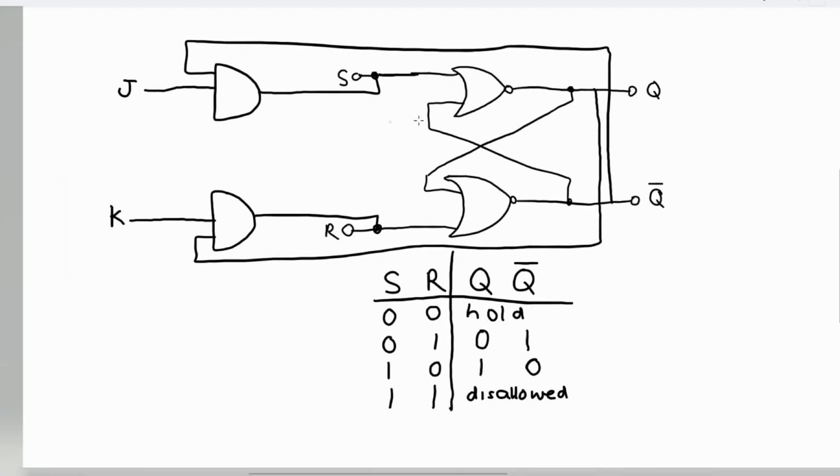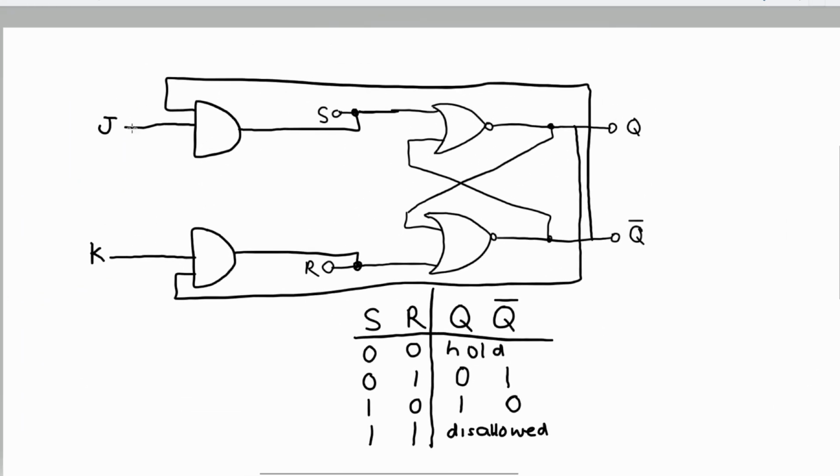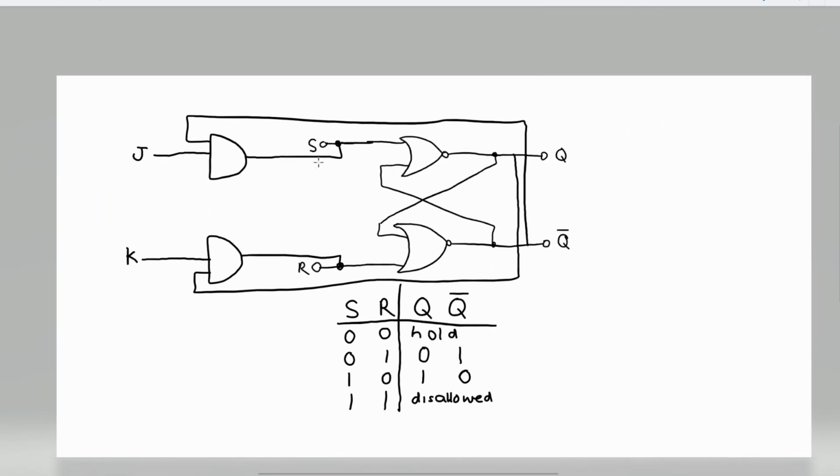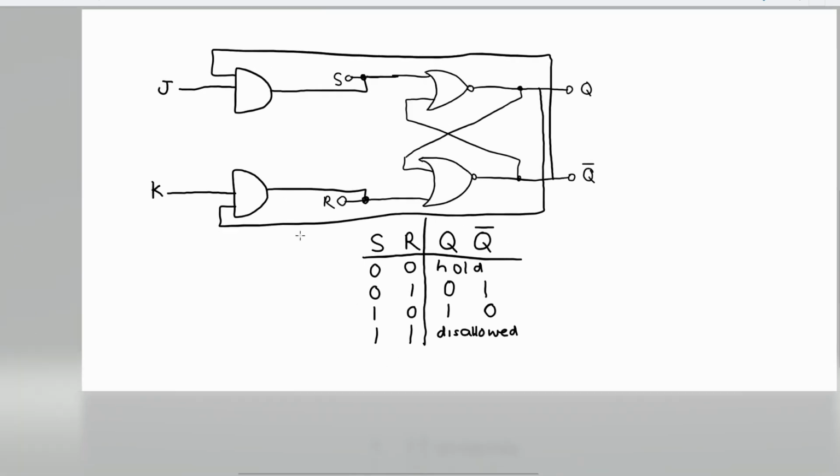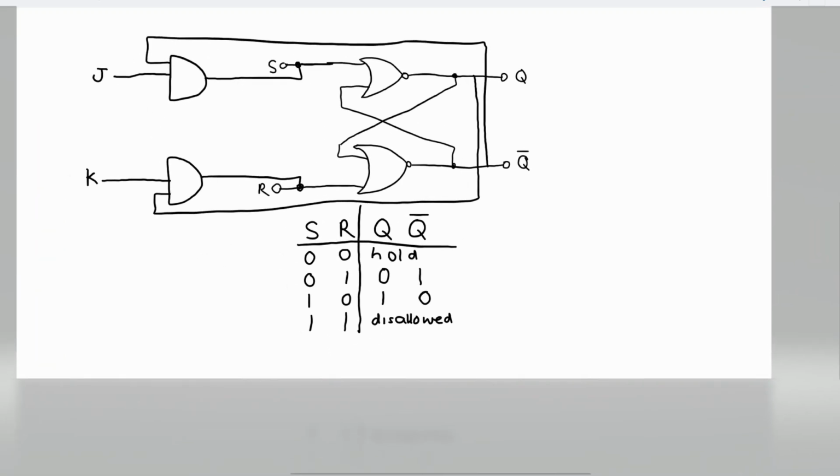Now, as you can see, I've added J and K into this circuit, and you'll see that I've left a space there. That will become important in a minute, but let's just move this table down.